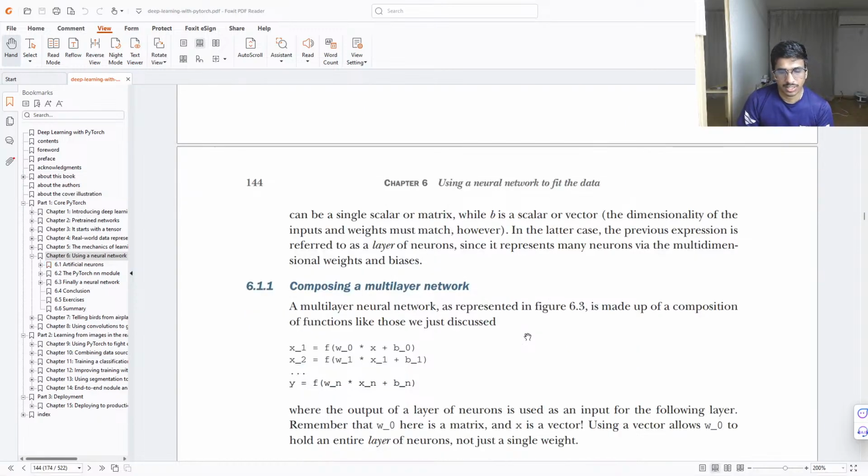Okay, A can be a single scalar or matrix, while B is a scalar or vector. The dimensionality of the input and the width must match, however. In the latter case, the previous exception is referred to as a layer of neurons, since it represents many neurons via the multidimensional weights and biases.